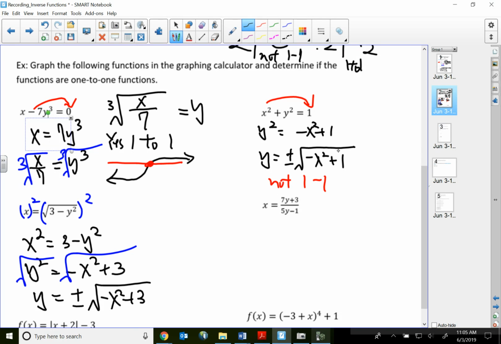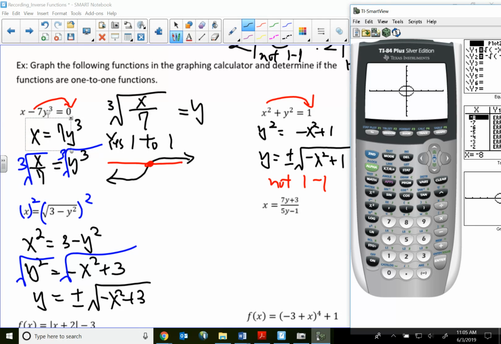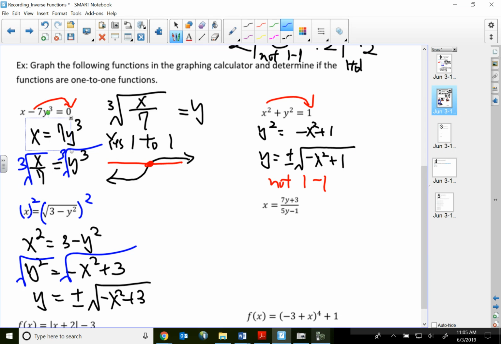So this is basically the same as that. So this should give me another circle graph looking picture. Negative x squared plus 3. Just change it to plus 3 here real quick. There you go. All right. Again, not 1-to-1. So that's a circle graph.